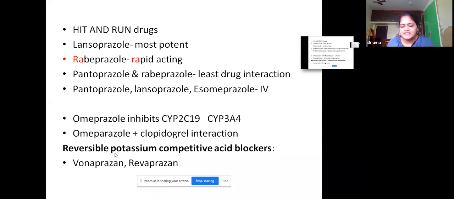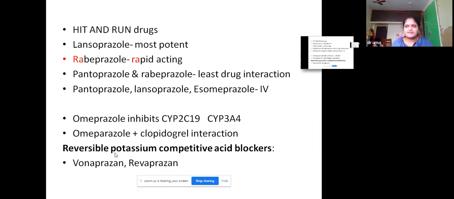Omeprazole inhibits CYP2C19 and CYP3A4. This interaction is very important because clopidogrel requires CYP2C19 for its activation. When you give it along with omeprazole, omeprazole will inhibit the activation of clopidogrel. Clopidogrel is an antiplatelet drug. So clopidogrel activation will not occur, and the antiplatelet effect will not be seen. So the important interaction between omeprazole and clopidogrel is mediated by CYP2C19.